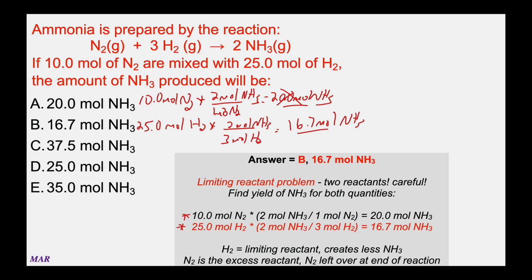And then finally, by default, because nitrogen is not the limiting reactant, it's going to be one of the excess reactants. There will be nitrogen left over at the end of this reaction. So if you can do this kind of problem, you totally have this process down.